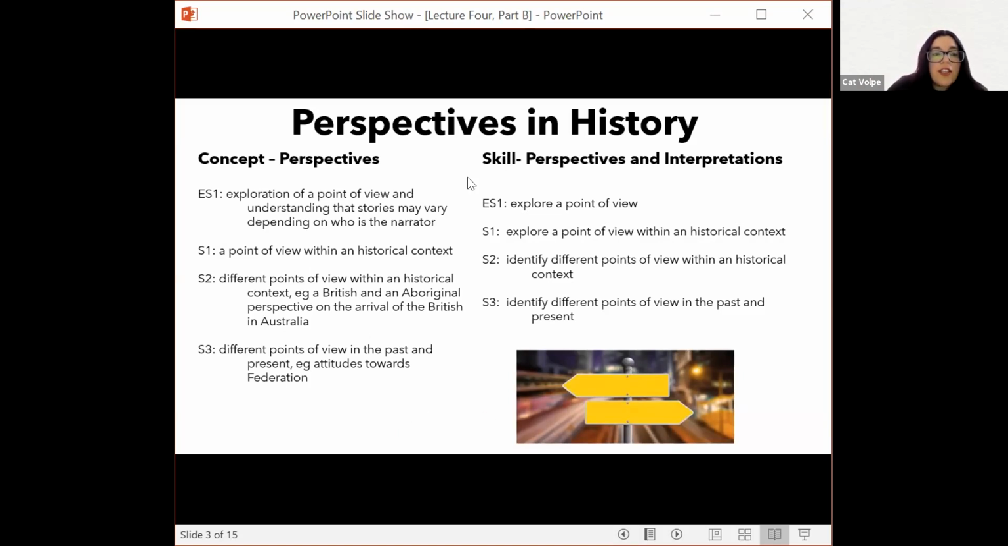But the concept is basically, as I said, that abstract idea that we need students to understand, and we need them to understand different perspectives, different points of view in a historical context.